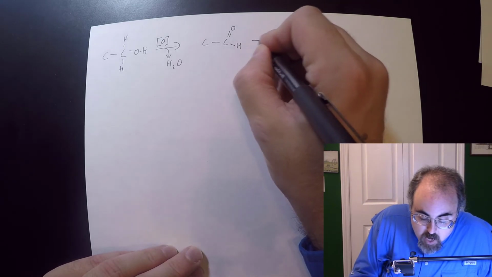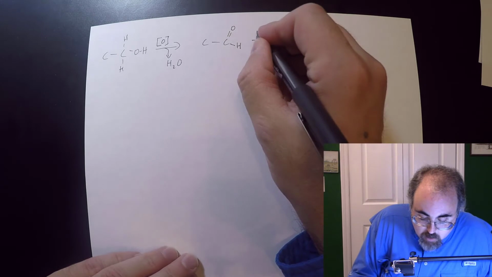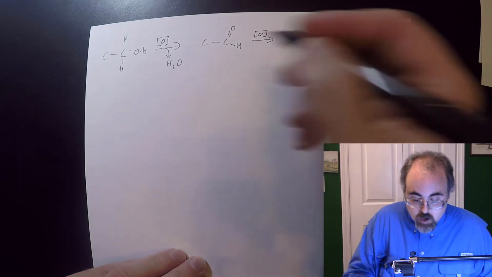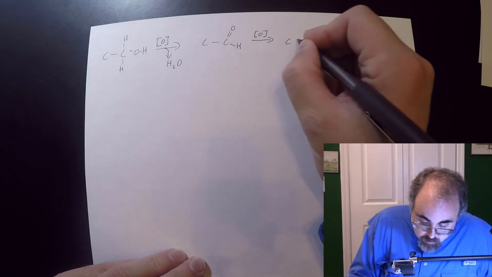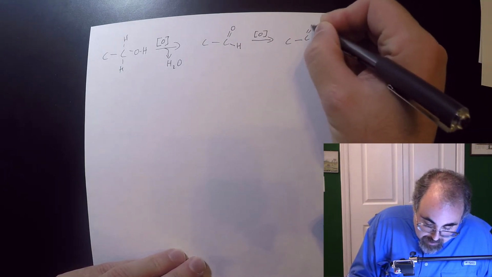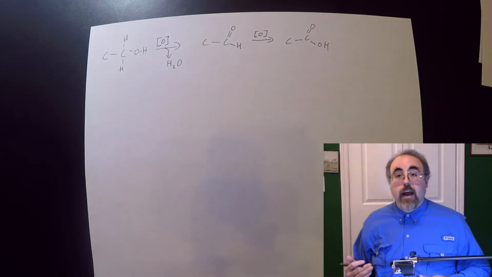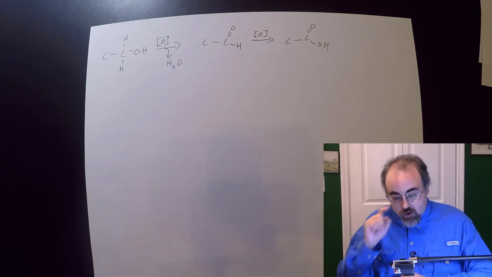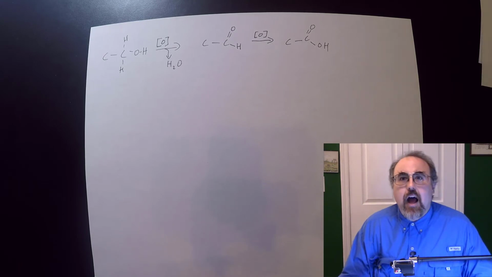Now, if you add another equivalence, so enough to react with it again, of oxidizing agent, we can continue along the reaction. Basically, these hydrogens are being pulled off typically. So now we can take this aldehyde and we can turn this into an acid. So we remove the hydrogen and put an OH there. So we've got another bond to oxygen, one less bond to hydrogen. Essentially, we are pulling off pairs of electrons each time.